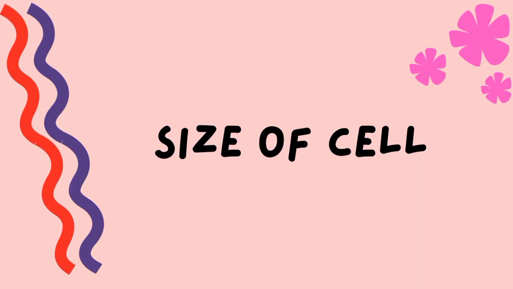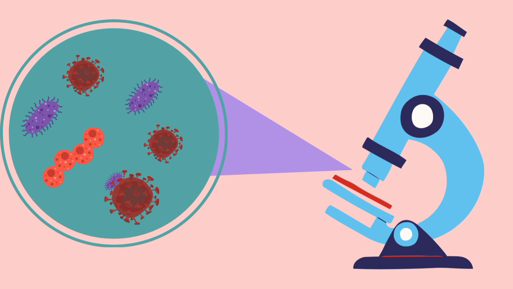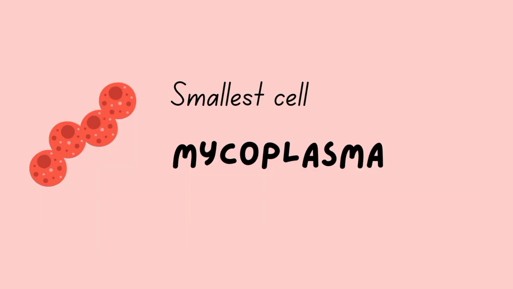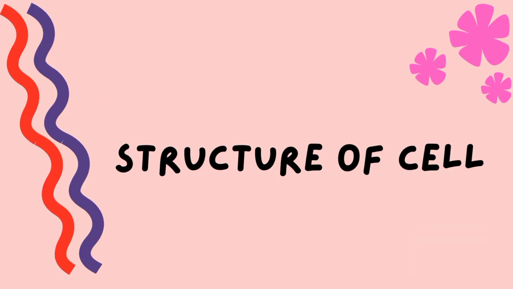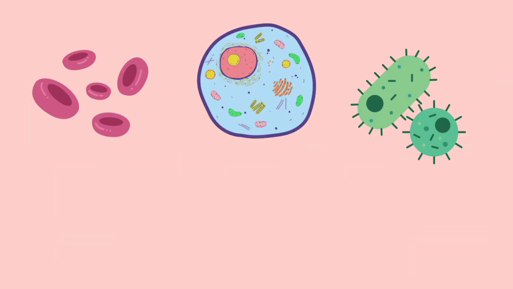Most cells are very small and are not visible to the naked eye. The smallest cell is that of a bacterium named mycoplasma. Some cells are very large and can be seen with the unaided eye. The largest cell is the egg of an ostrich. As mentioned earlier, cells are of various shapes and sizes.